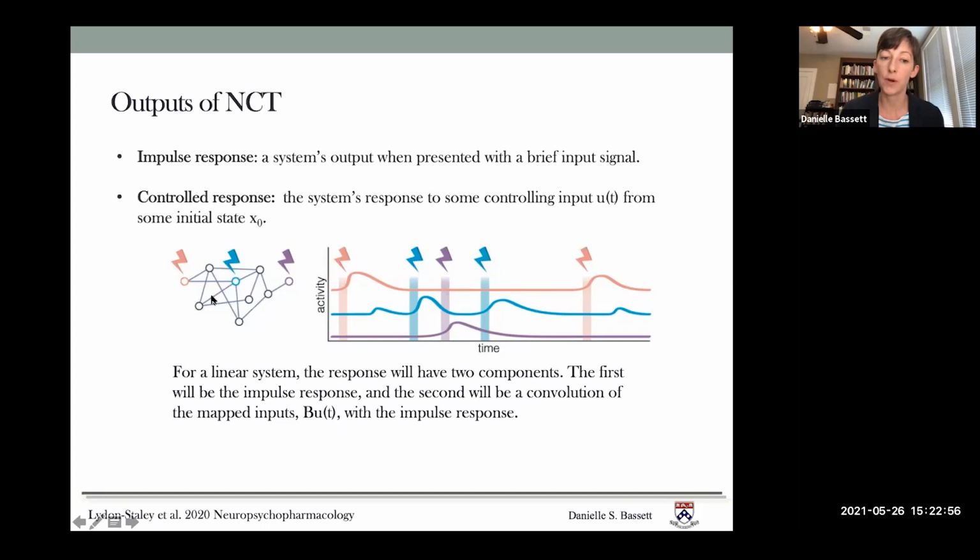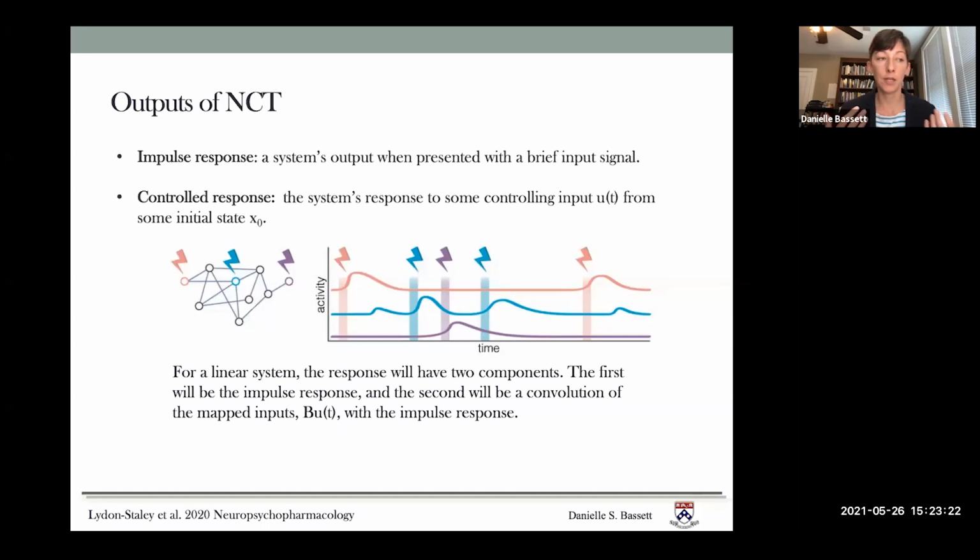So here's an example where you have a small network and inputs are injected into 3 different spots at different times. So input injected into the peach node happens here and here, input into the blue node happens here and here, and input into the purple node happens here. And so what you can see from these time traces is just the change in activity of each of those regions based on when inputs are placed into different areas.